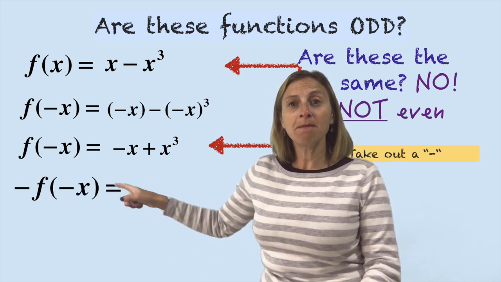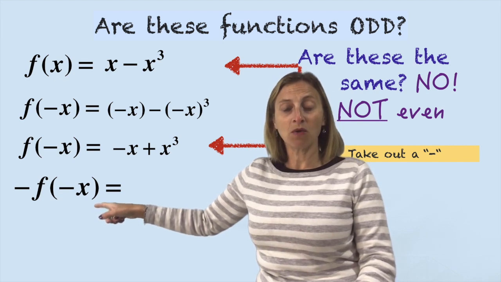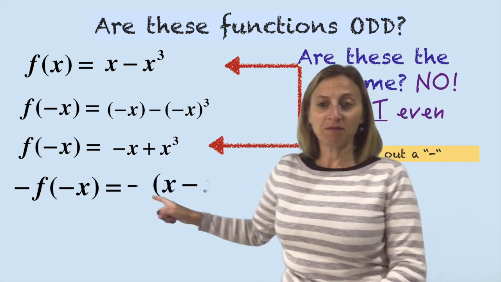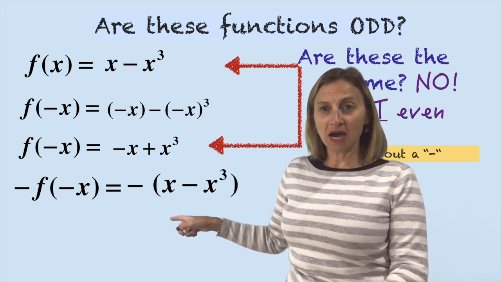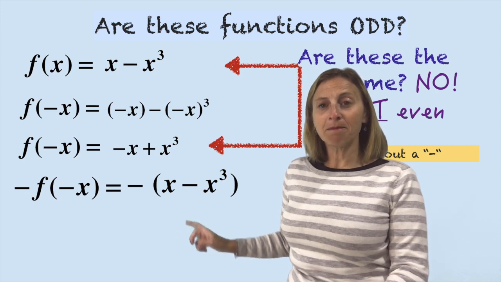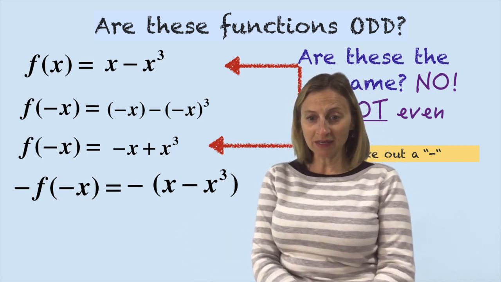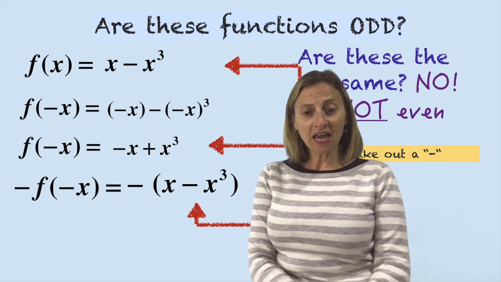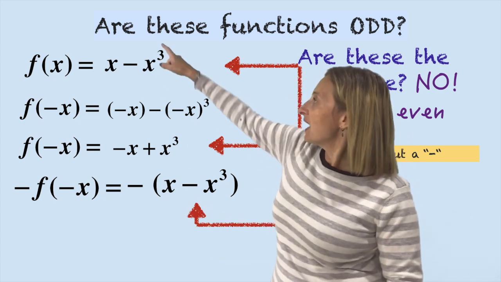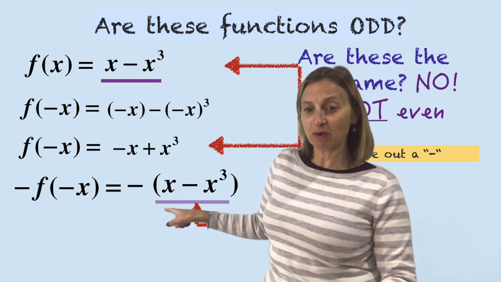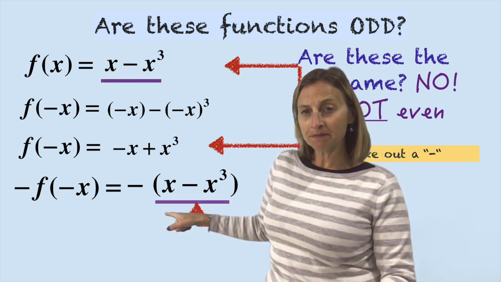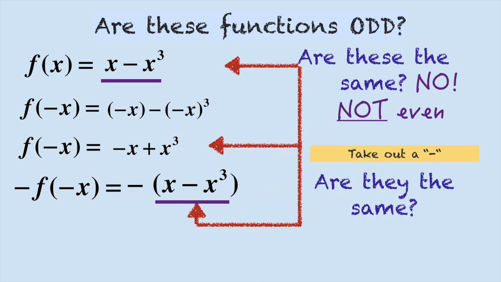We need to take out a minus from our last line. We're going to find minus f of minus x. So factorize out a minus, and what do you get? Minus, bracket, x minus x cubed, close brackets. And again, we're going to compare what we have up the top for f of x with what we have inside the brackets that we just factorized. Are they the same? Yes. Therefore, we know that this function is an odd function.